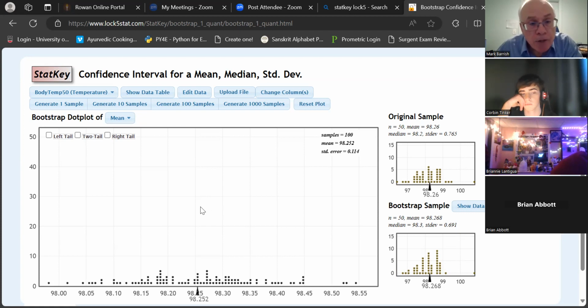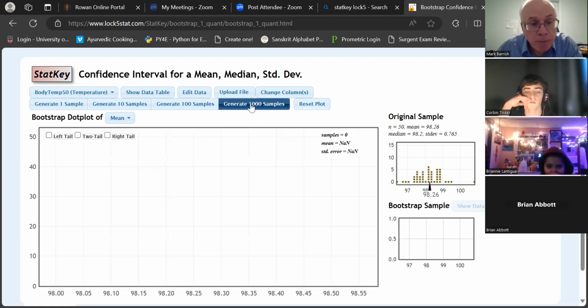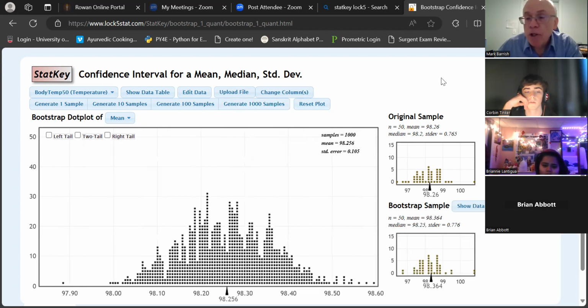Now, let's actually generate more. Let's reset here. Let's generate 1,000. Oh, now it starts looking like a normal curve, doesn't it? It starts looking like a normal curve. So the more of these bootstrap samples you create, you're going to get something that looks sort of like a normal curve. All right? And what is the mean here?